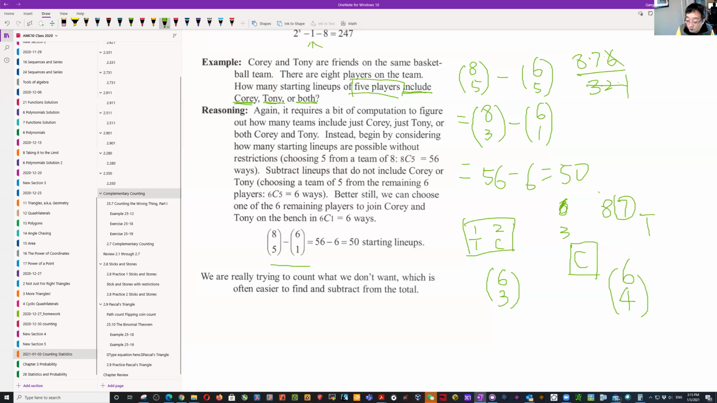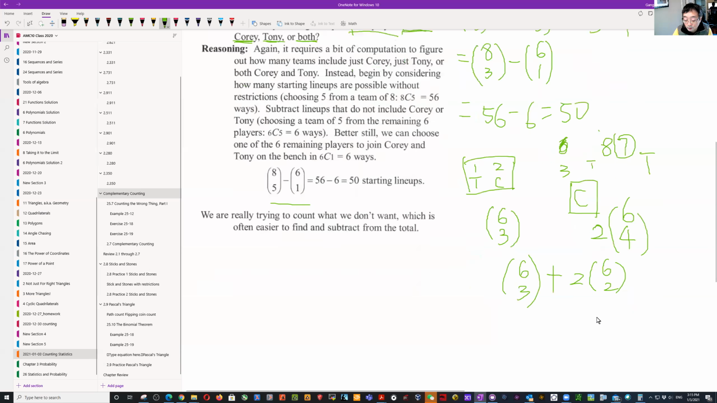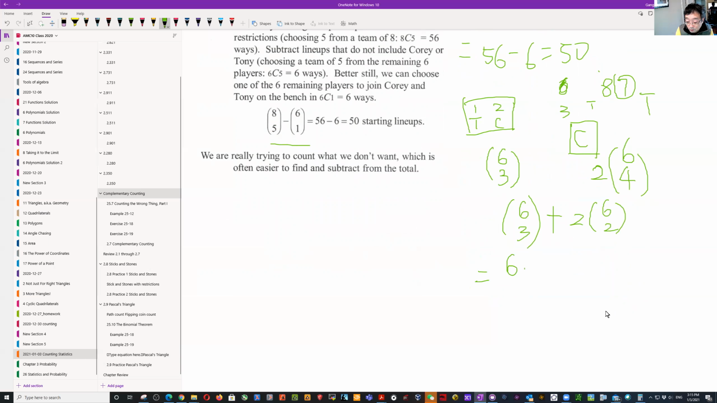And this is symmetric. This also works with Tony. If we select Tony and refuse to select Corey, it's also the same, so it's 2 times this. 6 choose 4 is equal to 6 choose 2. So 2 times 6 choose 2, plus 6 choose 3. If we do this, we come up with the same result. 6 choose 2 is 6 times 5 divided by 2, and we multiply by 2, so we cancel that 2. This is 30, and 6 choose 3 is 20. 20 plus 30 is still 50.